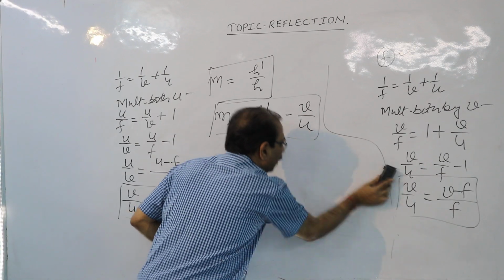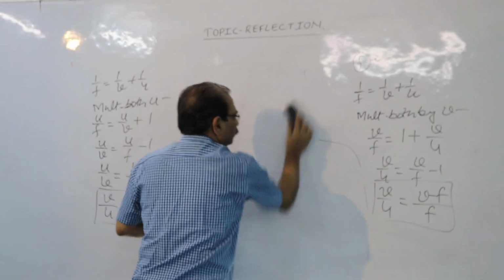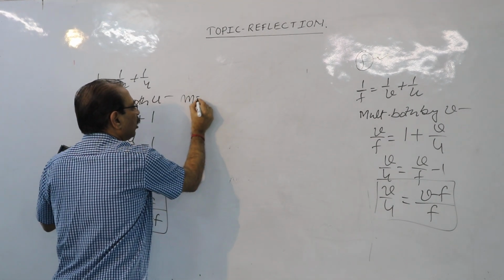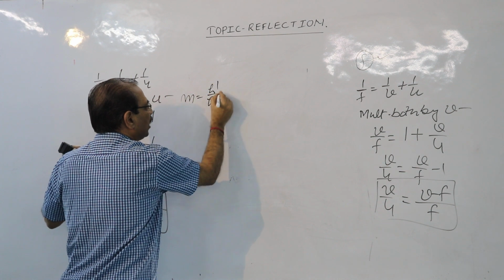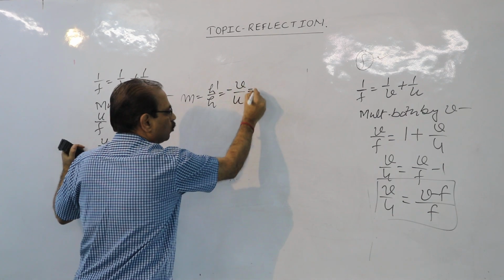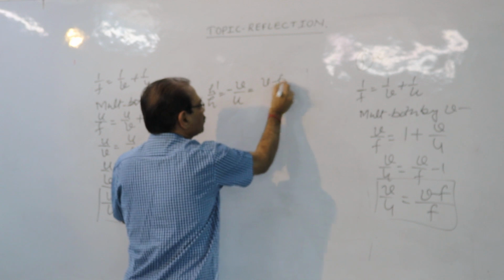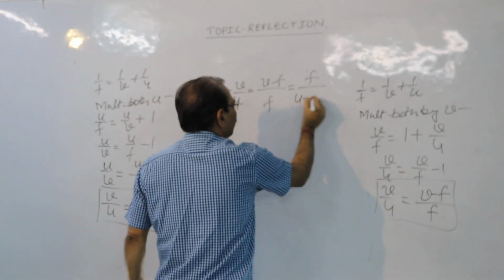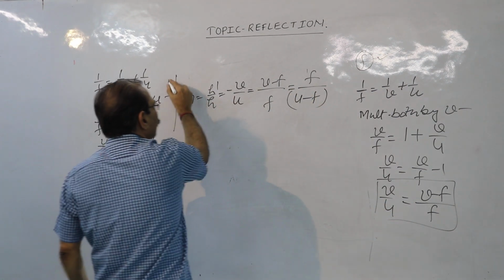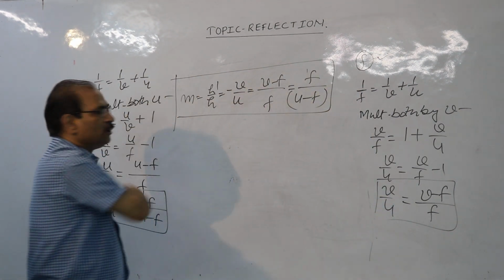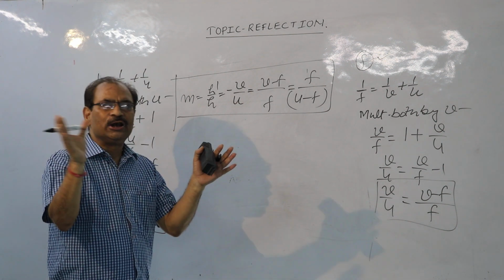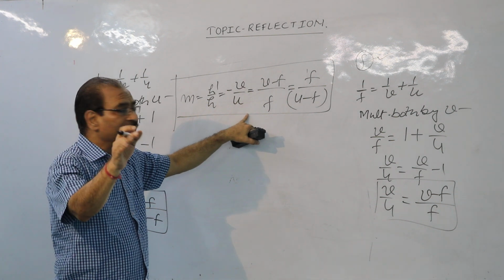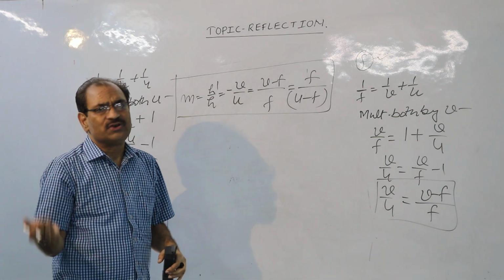So you will have in all, m is equal to h dash upon h is equal to minus v upon u is equal to v minus f upon f is equal to f upon u minus f. This is an important answer. You can always expect so many numericals based upon this concept called magnification, not only in case of mirrors but in case of lenses also.